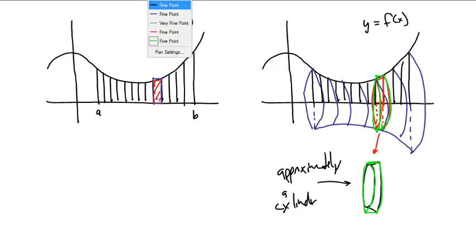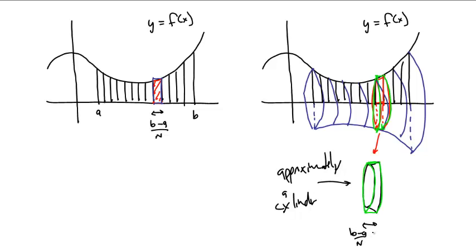And what are the dimensions of that cylinder? Well, over here, if we chop the distance from a to b up into n different pieces, it's b minus a over n wide. And so this one is also going to be b minus a over n wide. And that's the height of the cylinder, right? We've got the cylinder like this, more or less, and it's b minus a over n thick. And we need to know its radius.